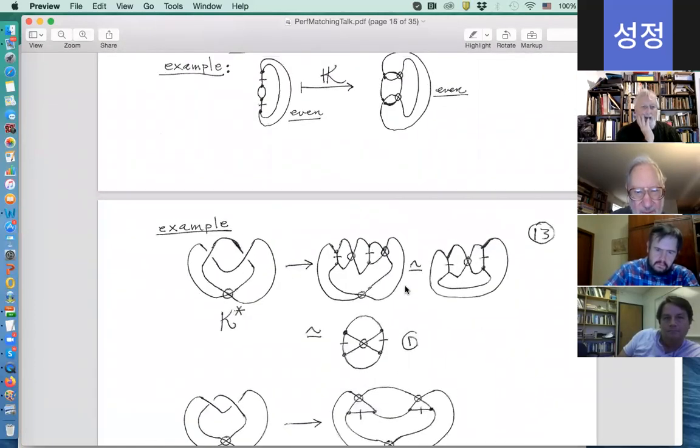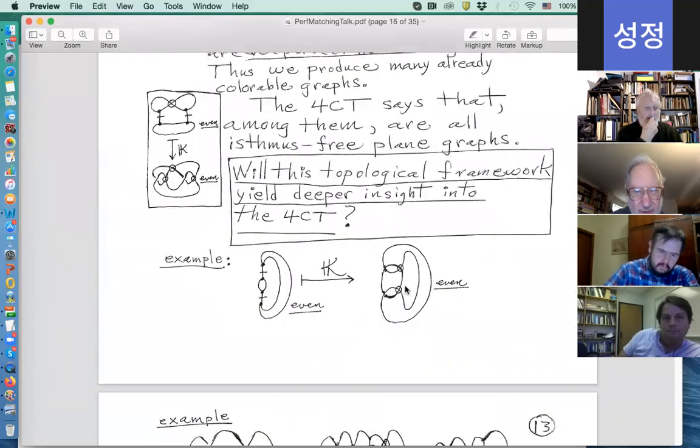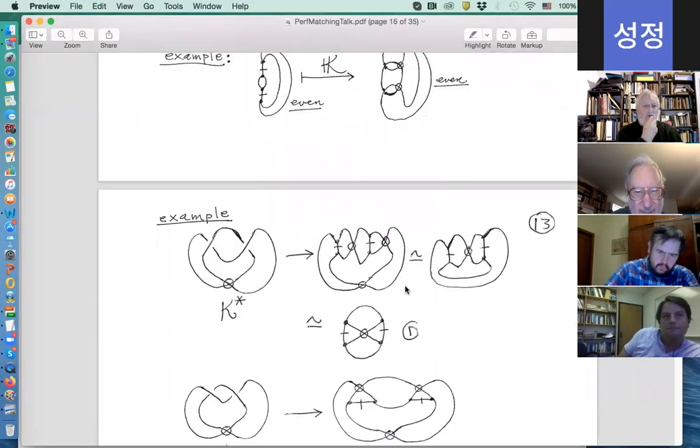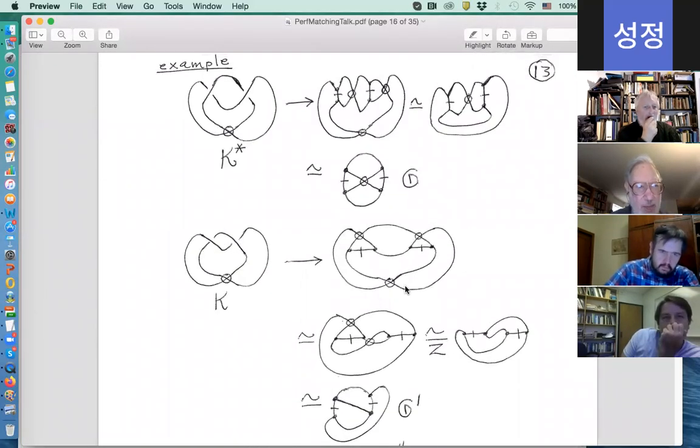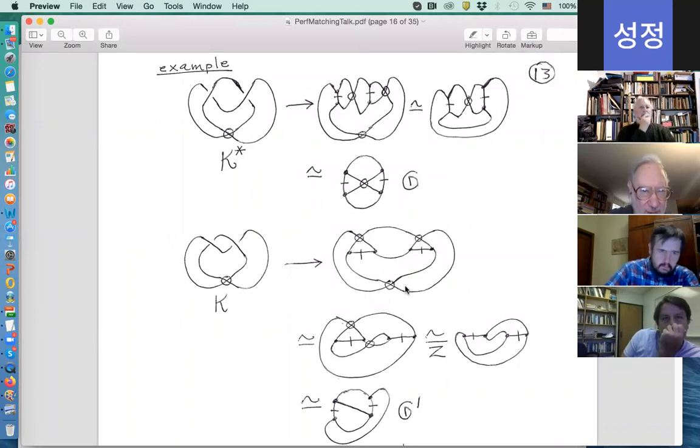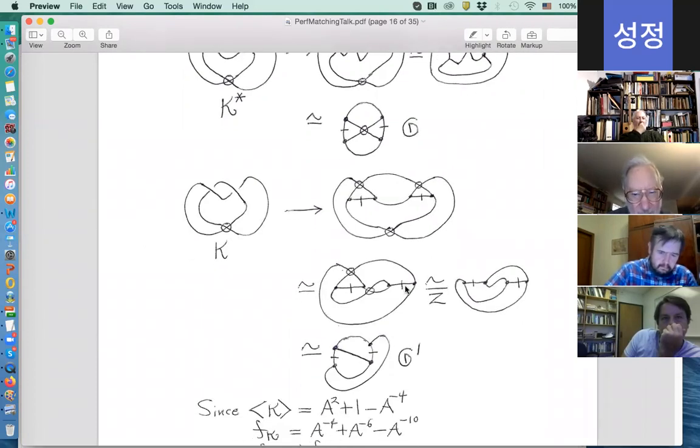So I want to give you an example or two, so you get a feel for this. Here's a good example. I have this virtual knot K and its mirror image K star, and I map them over to graphs. In one case, I get this little graph here with a perfect matching and a crossover drawn. In the other case, I get a very similar graph, but you see the cyclic orders are different here. This arc goes on the outside.